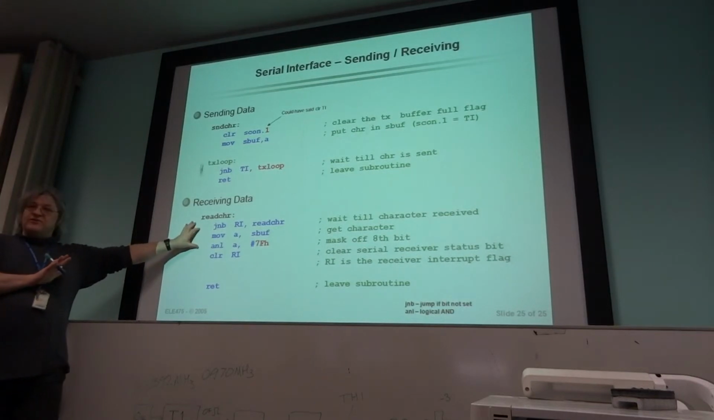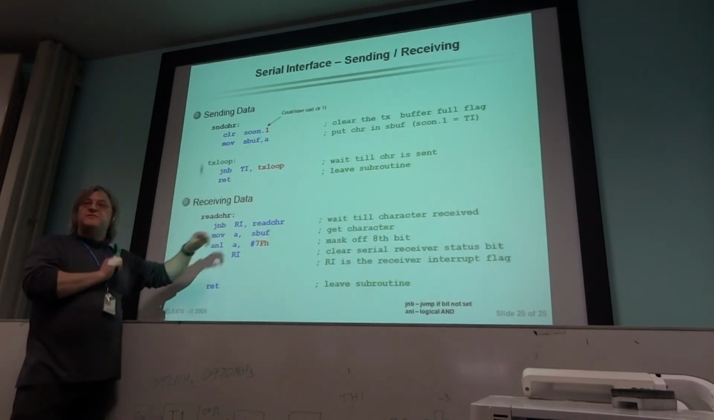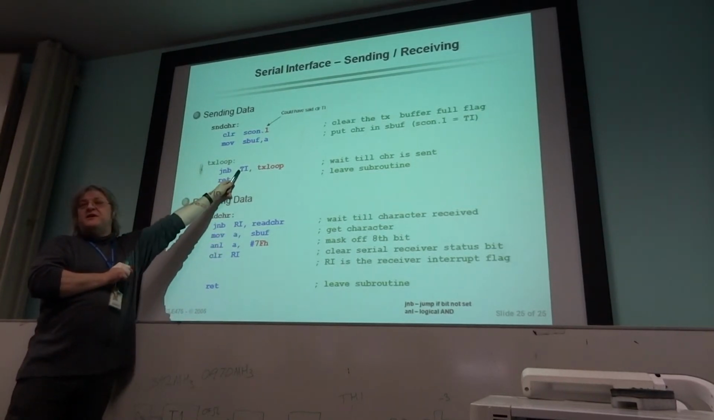A more elegant solution to this, a better way of doing it, would be that you basically enable the serial interface interrupts, and then you would only jump into these routines when you know something's happened. And that would automatically happen if this goes high or this goes high.